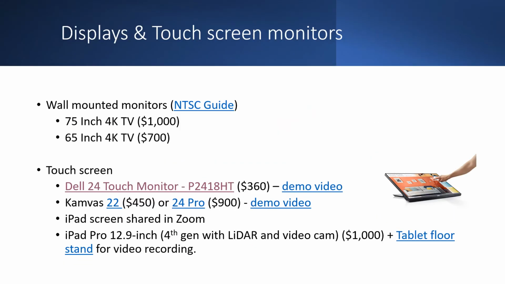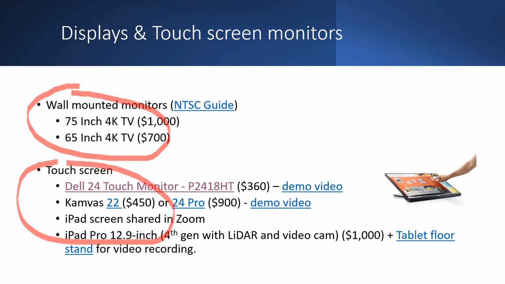So we have two monitor considerations. One is the wall-mounted monitors, which will enable the instructor and the students in the classroom to communicate with the students who are online. And the other one is a touch screen that is meant to be on the instructor's station, which will allow the instructor to add annotation or use it as a whiteboard substitute.